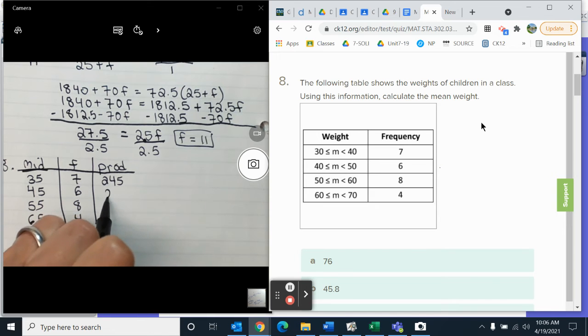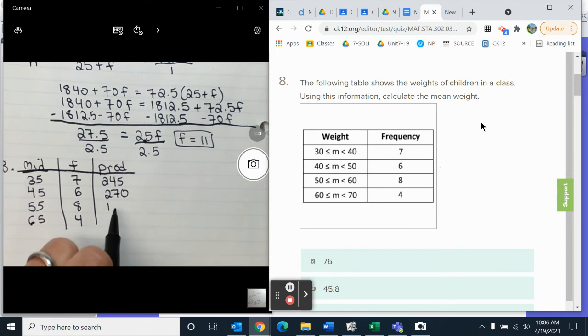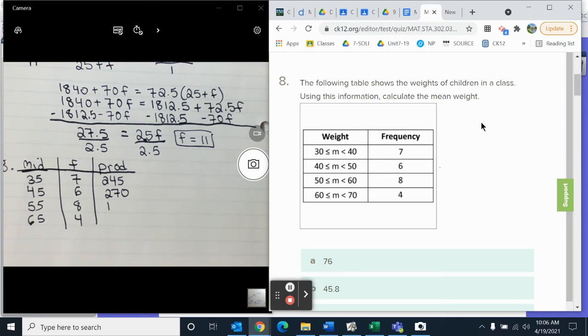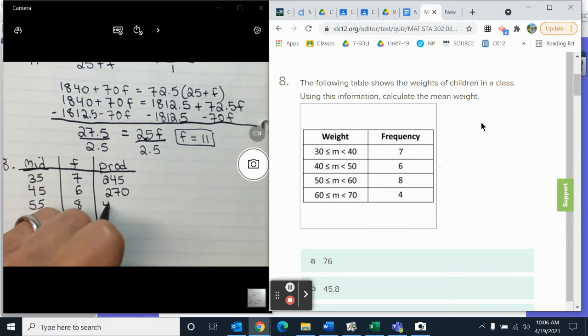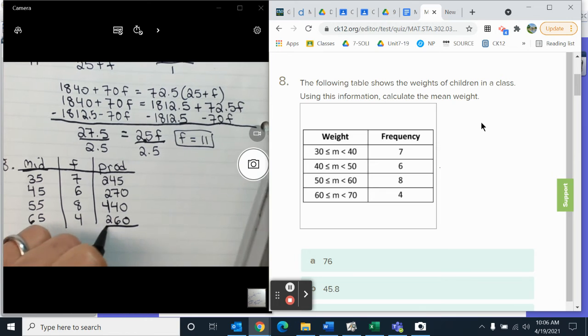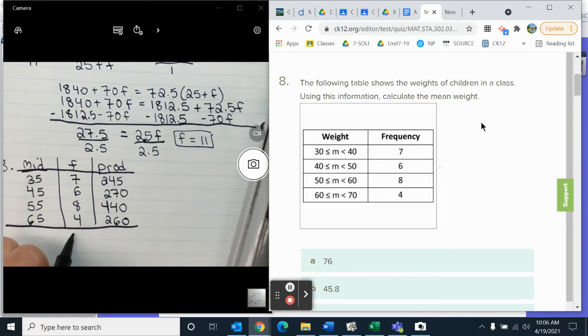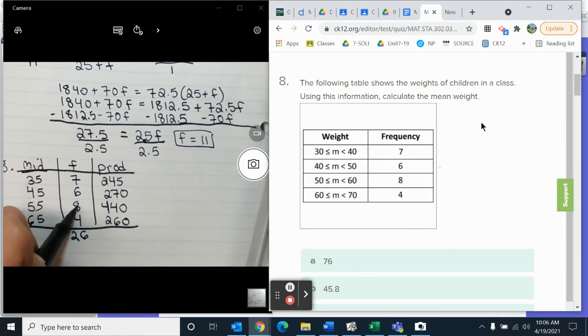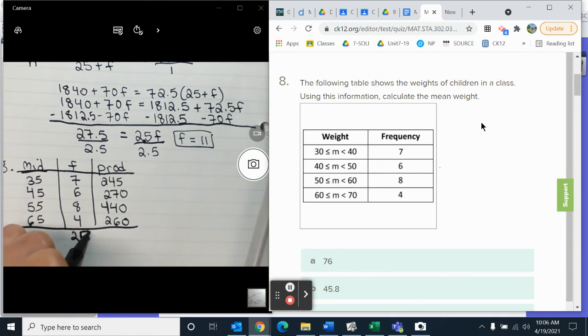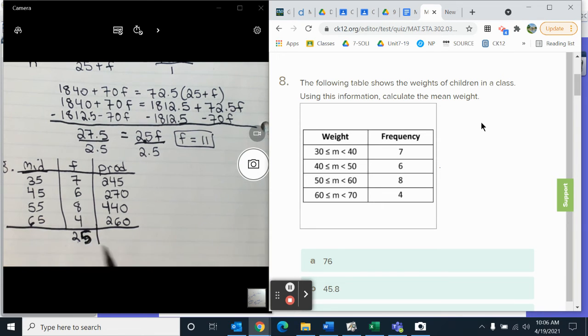$245, $270, $440, and 260. We have 26 total children. I'm sorry, 25. 12, and then 13 gives us 25. So 25 children, and then adding up all of our products.